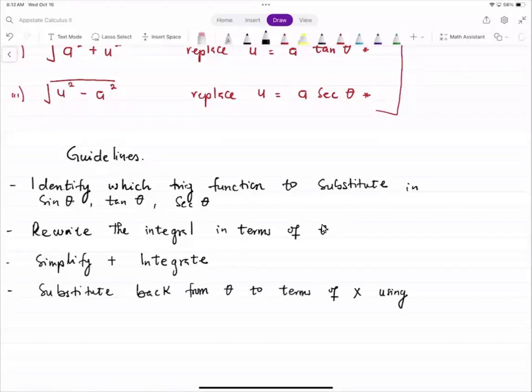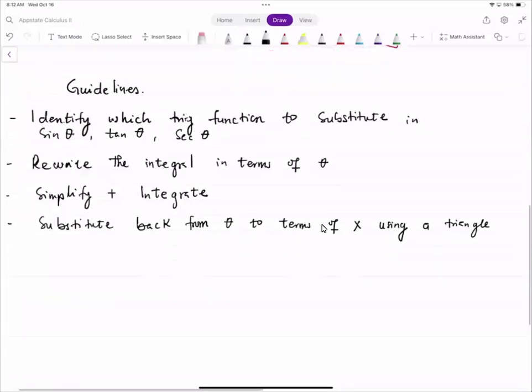So we'll be using a triangle. I call that SOHCAHTOA. I believe most of you have heard about SOHCAHTOA. When we are substituting back from theta to x, we are going to use this property. It's going to be very beneficial to us to do that. Now let's look at a quick example.